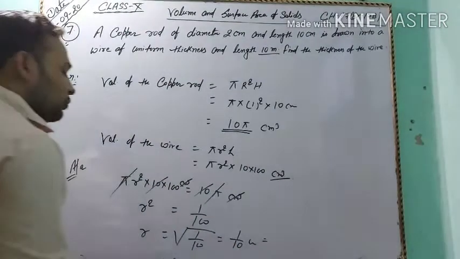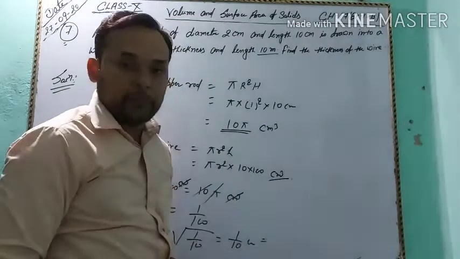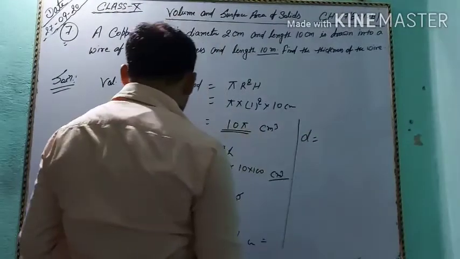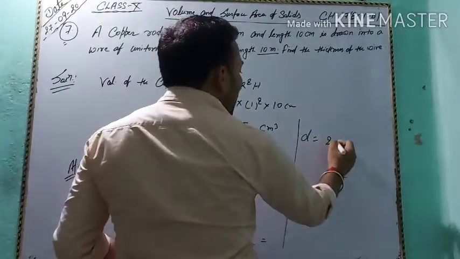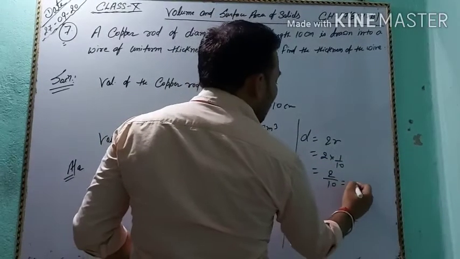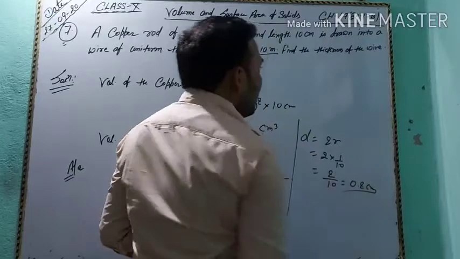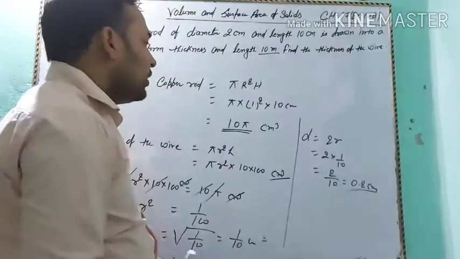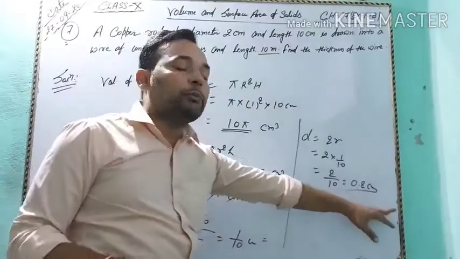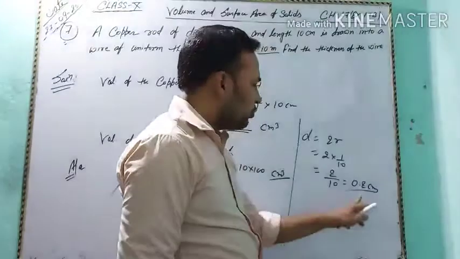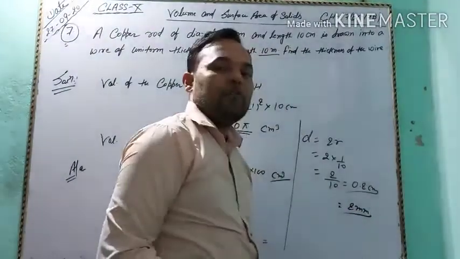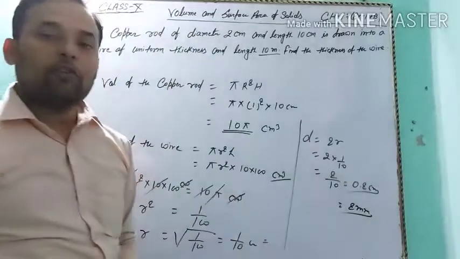Okay, so students, 0.1 centimeter, and diameter of the wire is 2r, that is 2 multiply 1 by 10, that is 2 by 10 equal to 0.2 centimeter is the thickness of the wire. Thickness of the wire means the diameter of the wire. Okay, 0.2 centimeter is the thickness of this one. 0.2 centimeter, that is 2 mm. 2 mm is the thickness of the wire.